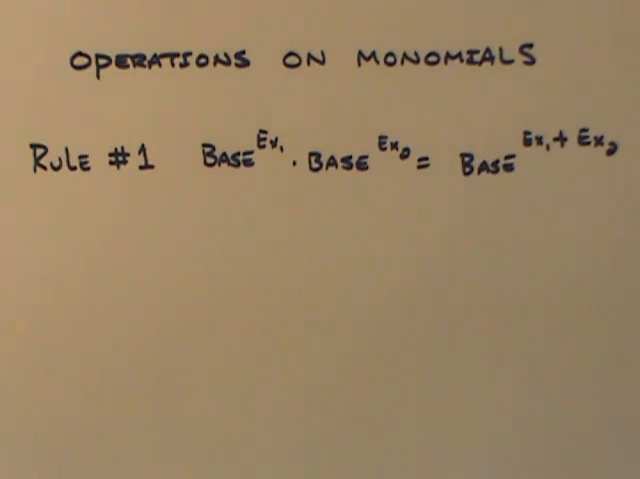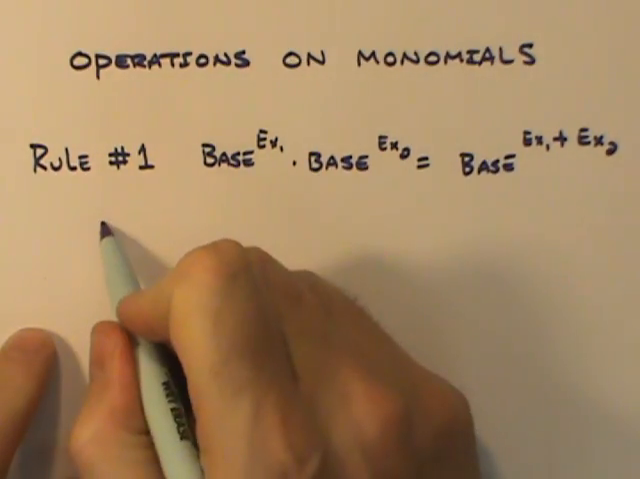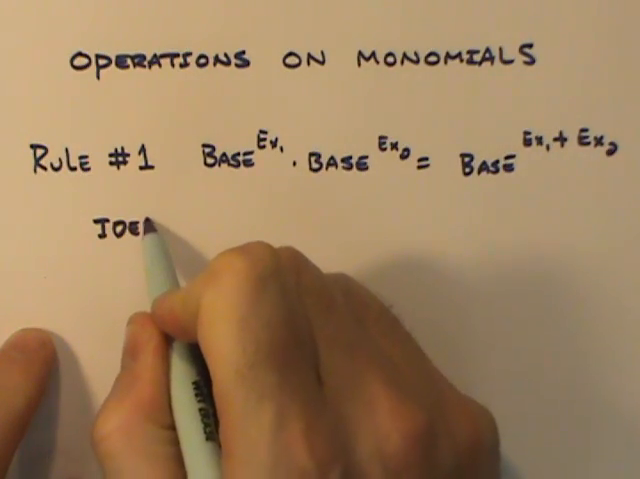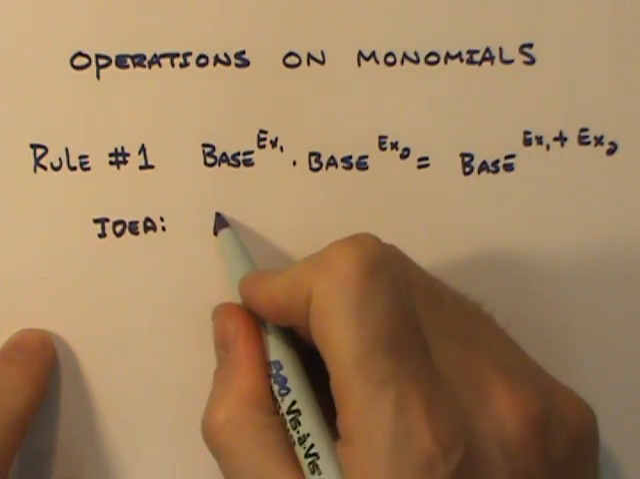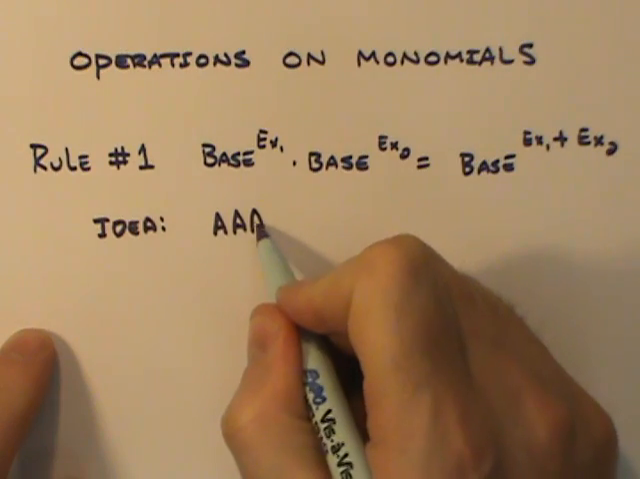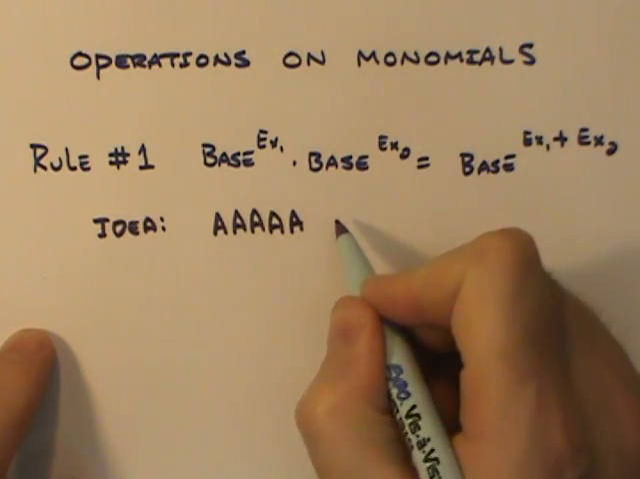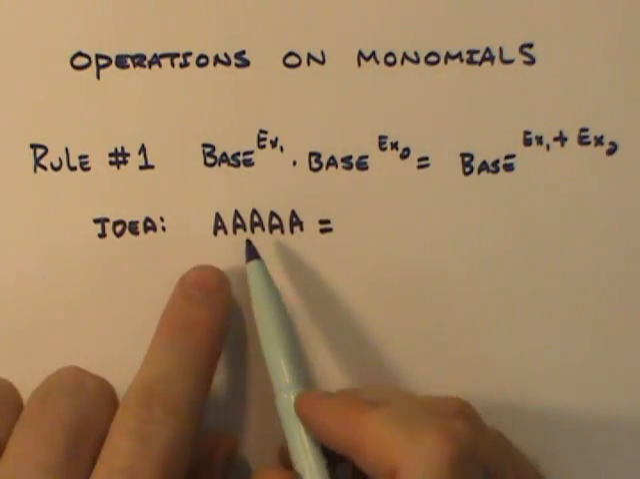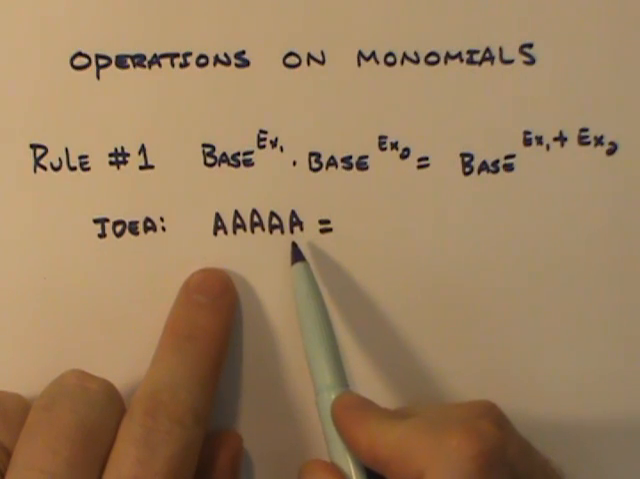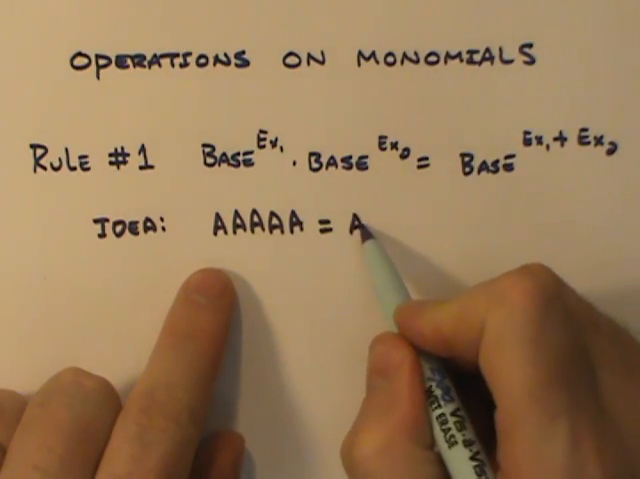Now before I get too far with this example, I want to step back and start with something very simple, something that you've seen for years. And so we'll just call this an idea here. If I said that I had A times A times A times A times A, I think most students would understand that when you have five A's listed out like this, you could call it A to the fifth.